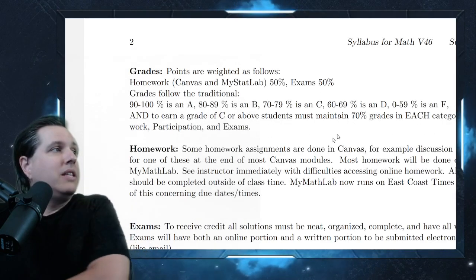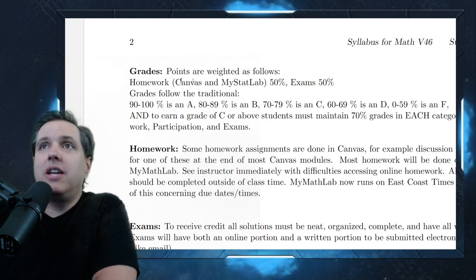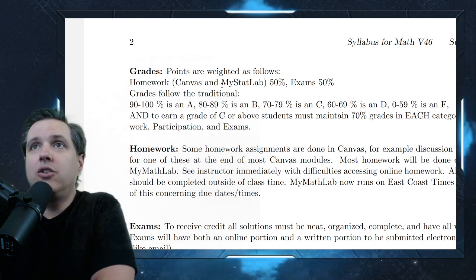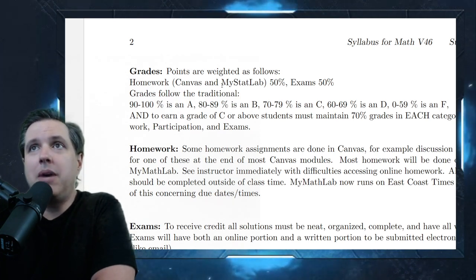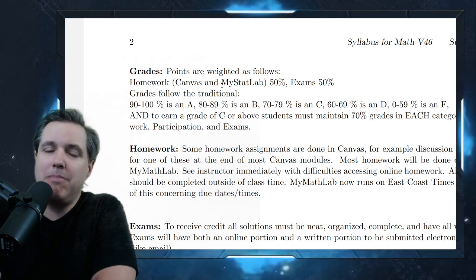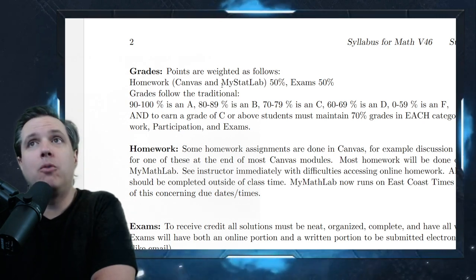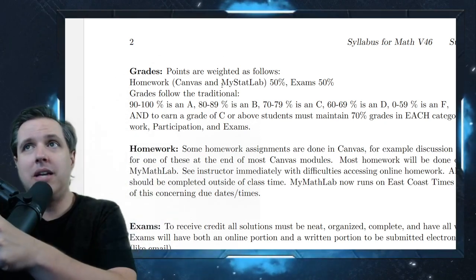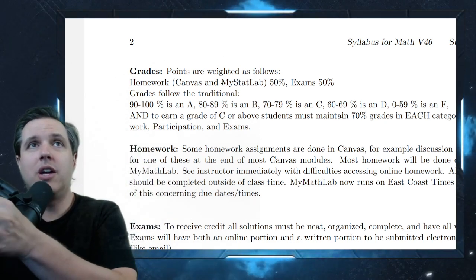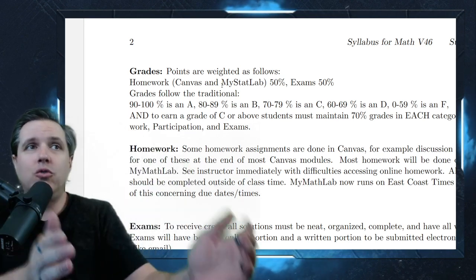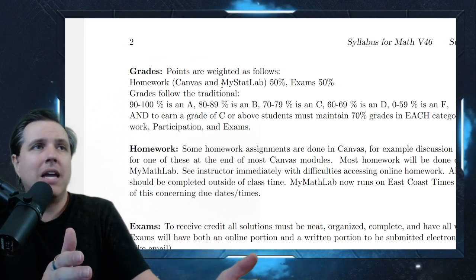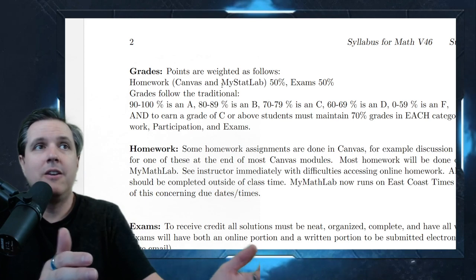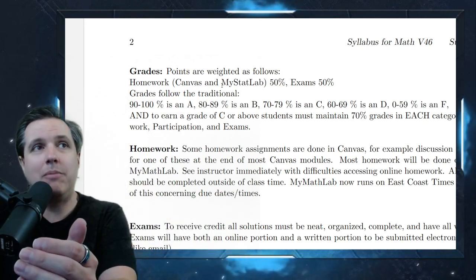We've got our grades, right? 50% homework. The homework includes, so I just talked about homework being in my stat lab, but there's also homework assignments in Canvas, mainly the discussions. So make sure you're doing that. There's homework in Canvas. There's homework in my stat lab. There's always a couple students who get confused who do the discussions in Canvas and think, man, there's not very much homework in this class. No, you have to go to my stat lab and do the other stuff.